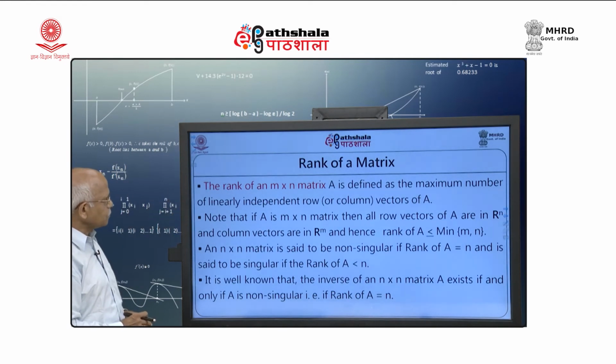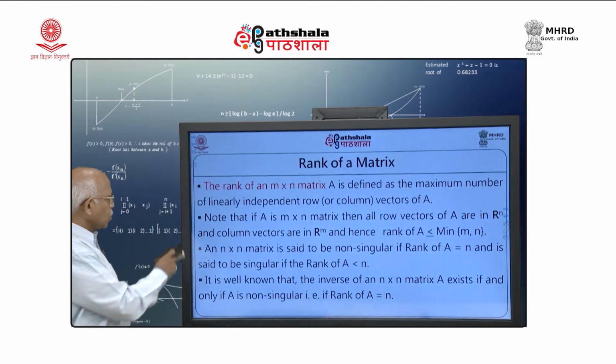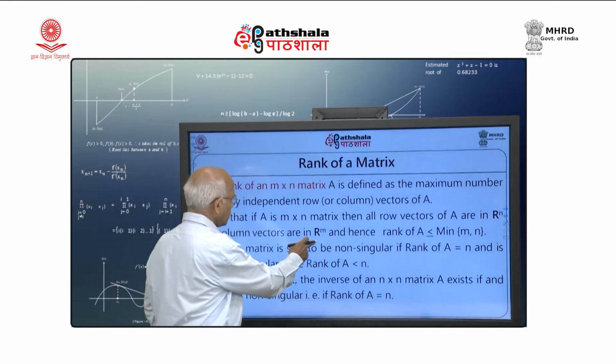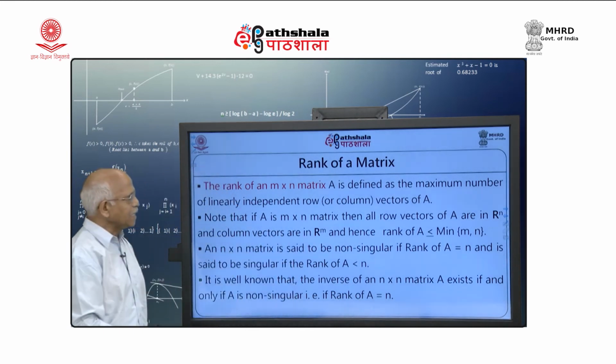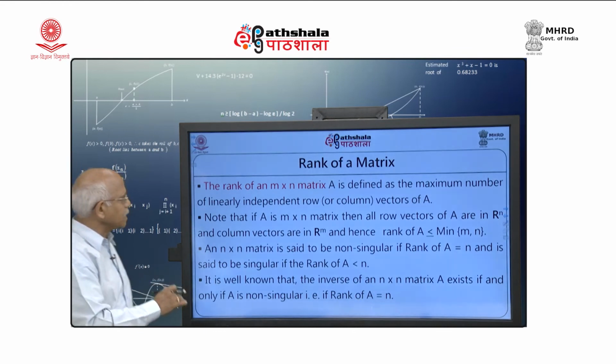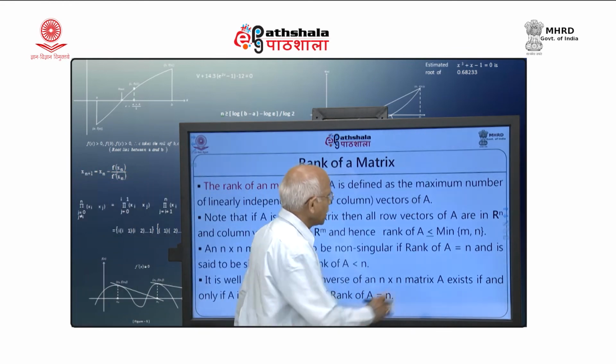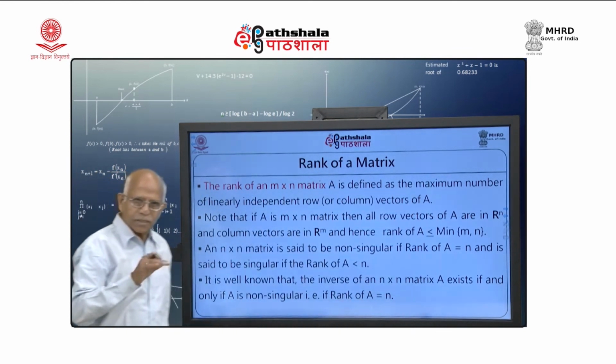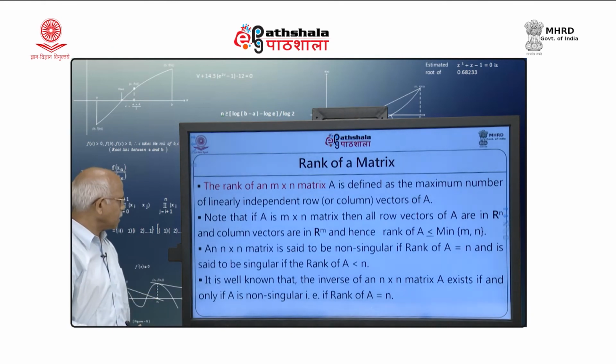Note that if A is an m cross n matrix, then all row vectors of A are in R^n and all column vectors of A are in R^m, and hence the rank cannot be more than m as well as more than n, and therefore, the rank has to be less than or equal to min(m, n).